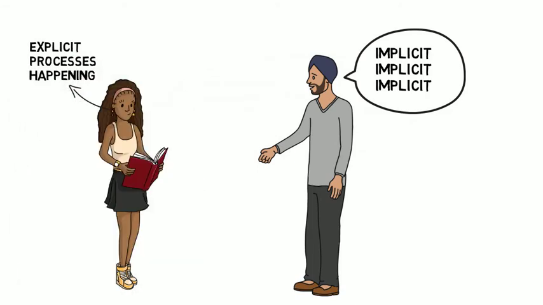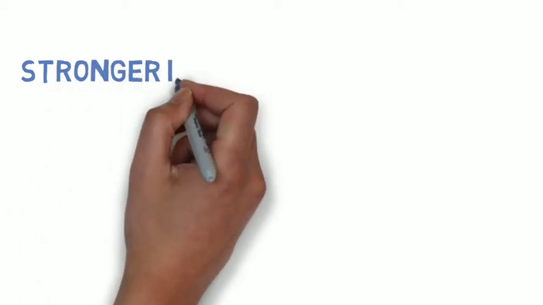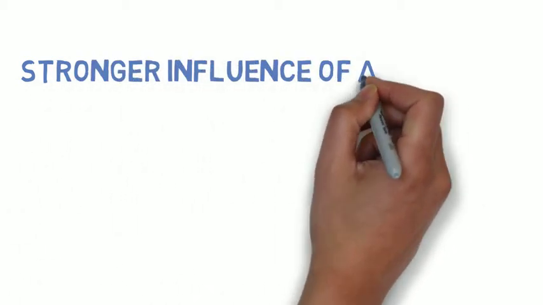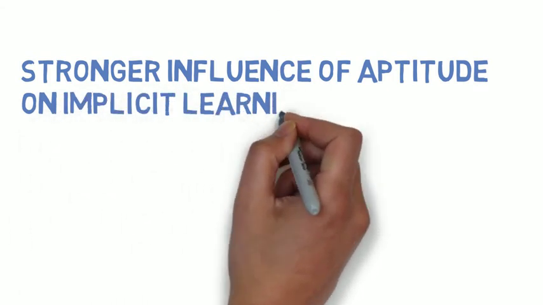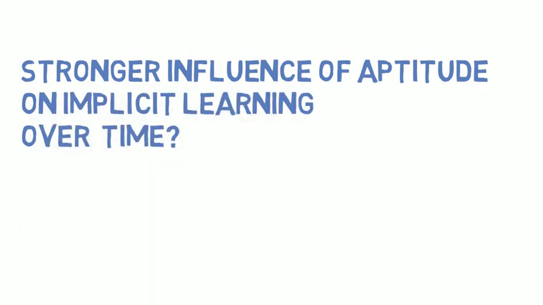Even so, there's one more especially interesting finding here, in a study important for being the longest. It indicated a strong tendency for the effect of aptitude on implicit learning over time. What does that mean? It means aptitude may even influence success in implicit learning, given more time.